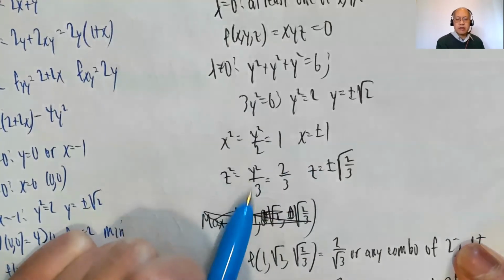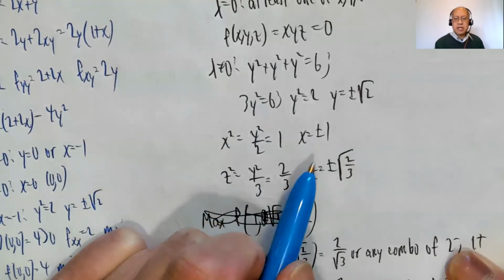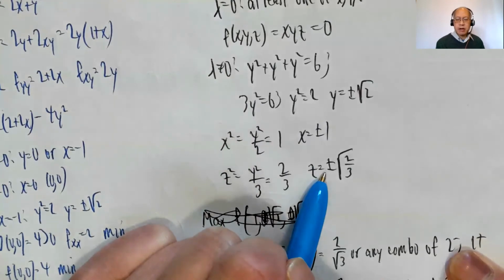Z squared is y squared divided by 3, which is 2/3. So z is plus or minus radical 2/3. So x is plus or minus 1. Y is plus or minus radical 2. Z is plus or minus radical 2/3.